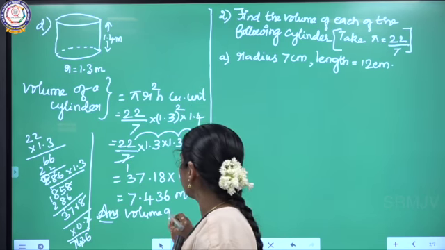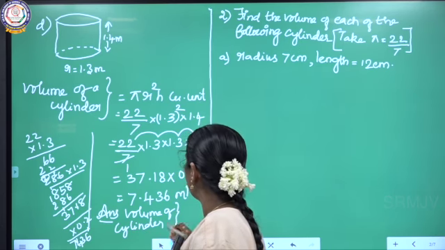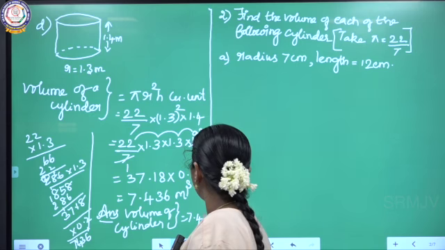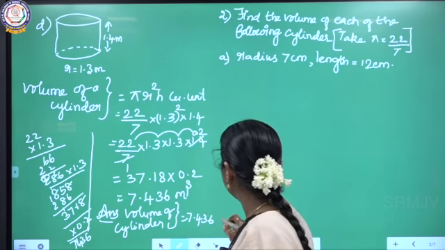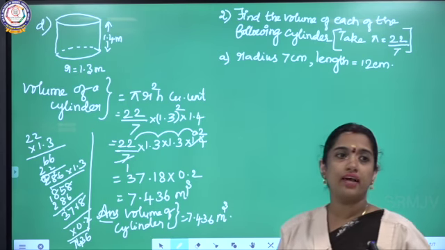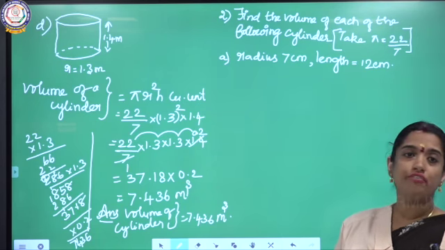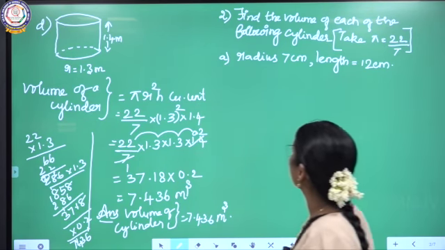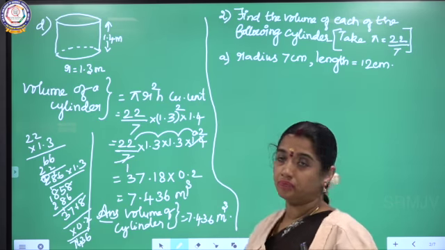Volume of cylinder is equal to 7.436 meter cube. So finally you are going to write the answer: volume of cylinder is 7.436 meter cube. Next, see the second sum.